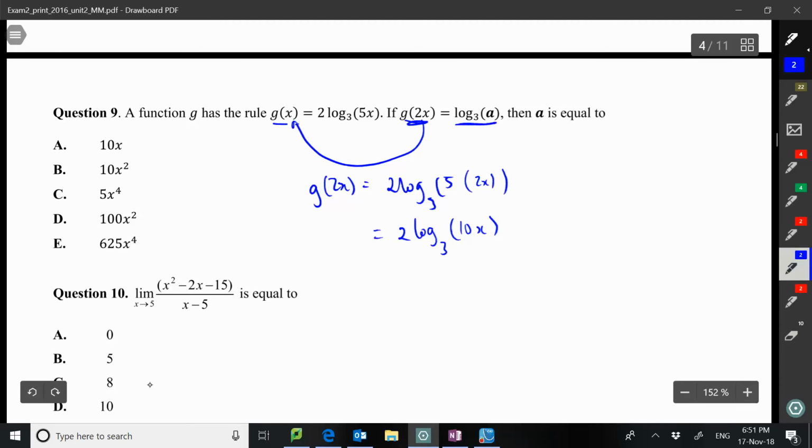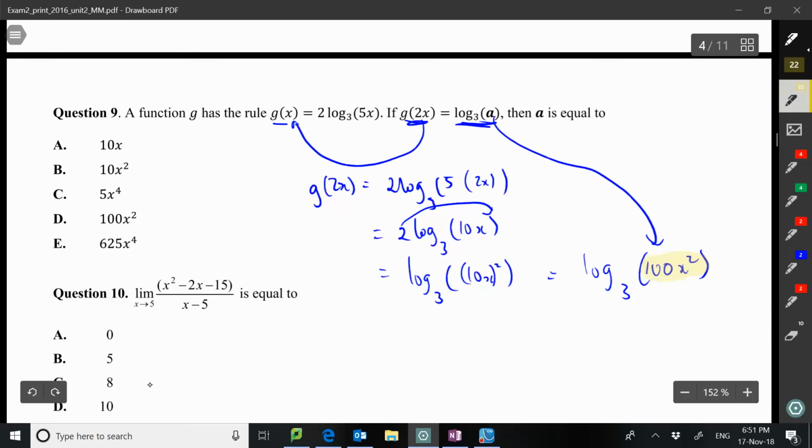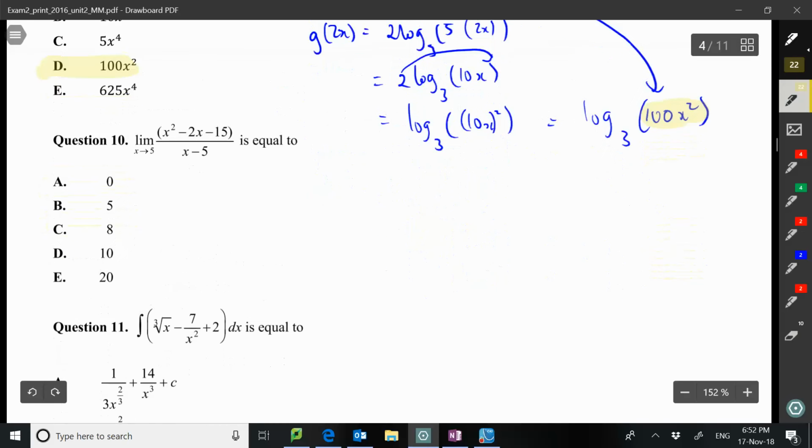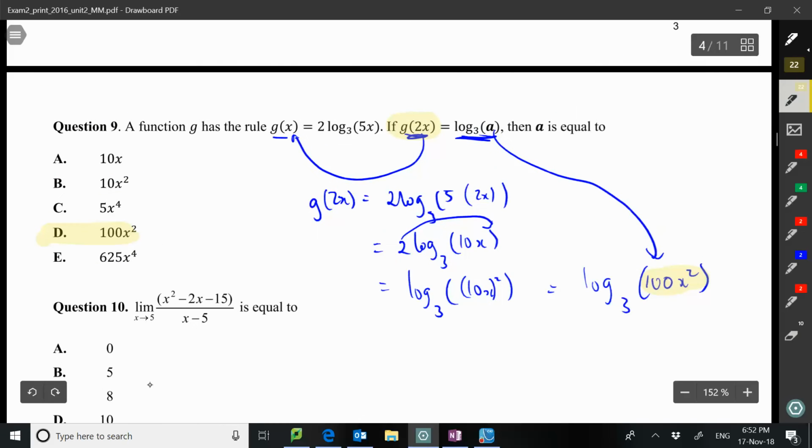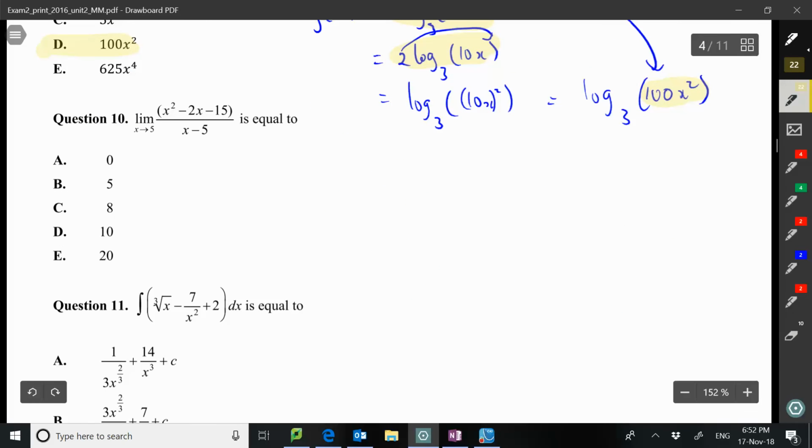Remember, the answer we've got right now doesn't have a number in front of log. So I'm going to bring the 2 up, and that becomes log 3 of 10x all squared, which is the same thing as log 3 of 100x squared. So A has to refer to what's inside the brackets, which is 100x squared, giving me D. I solved what g of 2x is, rearranged it so that it looks like log 3 of A, and found A because A is what's inside the brackets. Next one, limits.